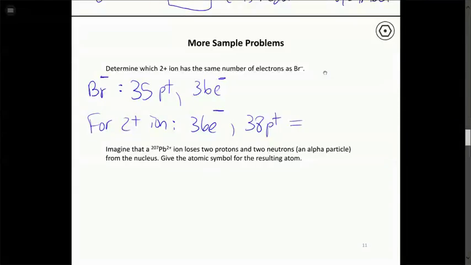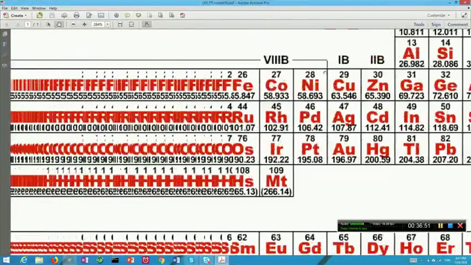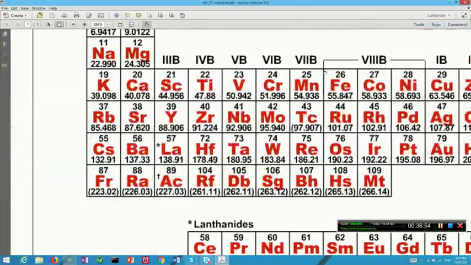We have to go back to the periodic table and find atomic number 38. This is not one of the ones you would memorize, but you should be able to find the symbol on the periodic table because they're arranged numerically. So if you can count, you can find this. And so 38 is right here, Sr.